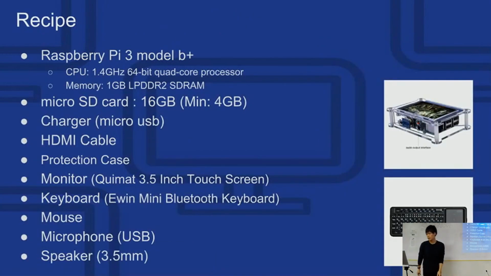Here are the machine specs and accessories I used. I chose the Raspberry Pi 3 model B+. This is the highest model. The CPU is 1.4 gigahertz quad-core, and the memory is 1 gigabyte. So maybe it's less than your smartphone. And a micro SD card. I chose a 16 gigabyte micro SD card for safety, but it said at least a 4 gigabyte SD card is needed.